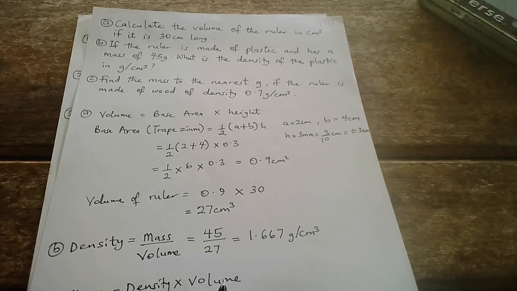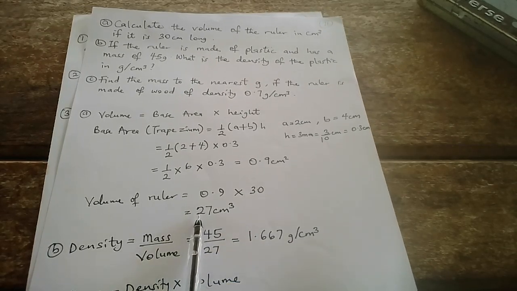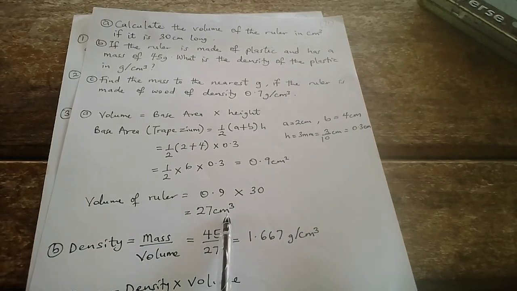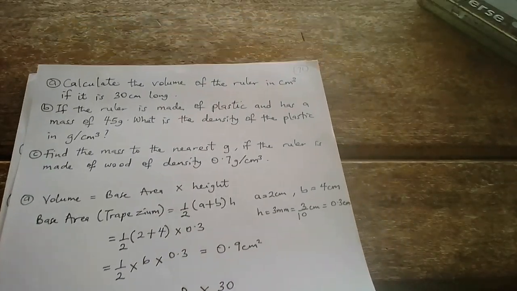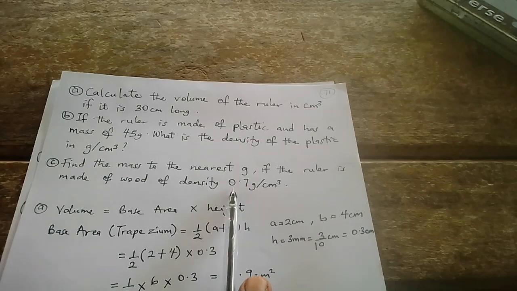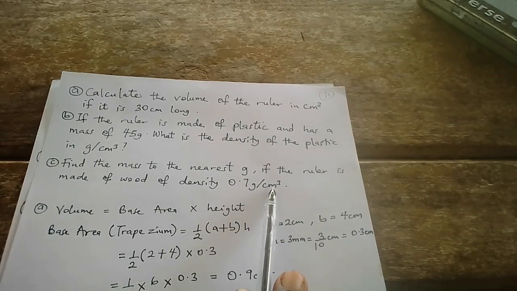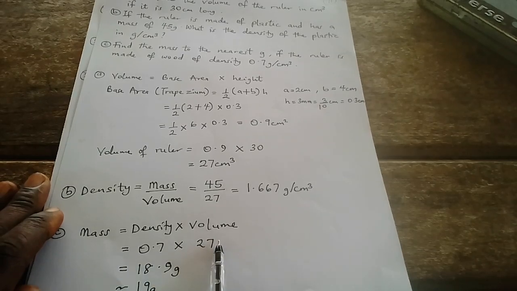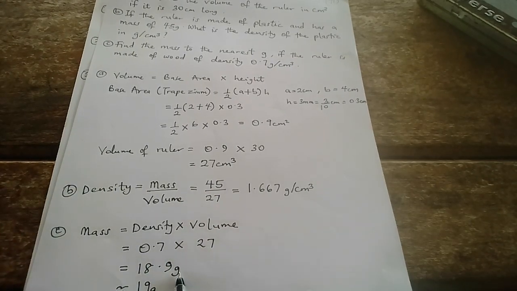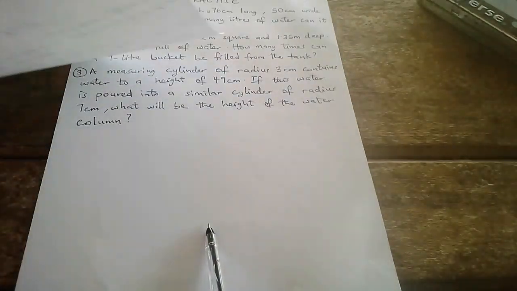You know that the volume of the ruler is 27 centimeter cube. So you are now told to look for the mass if the density of the wood is 0.7 grams per centimeter cube. Just substitute the value for the density and multiply it by the volume. So you get 18.9 grams to be the mass if the material is wood. So that means 0.7 times 27 is 18.9 grams, which is approximately 19 grams.